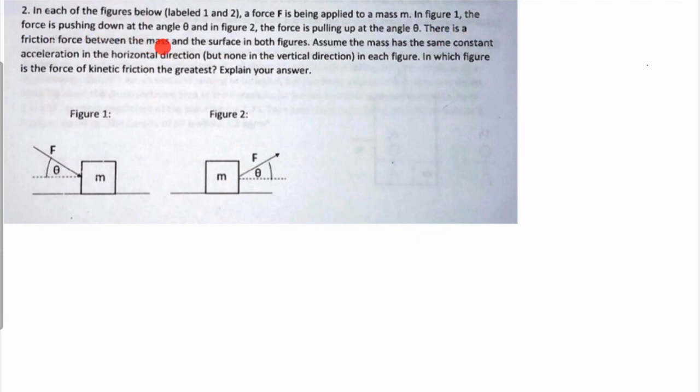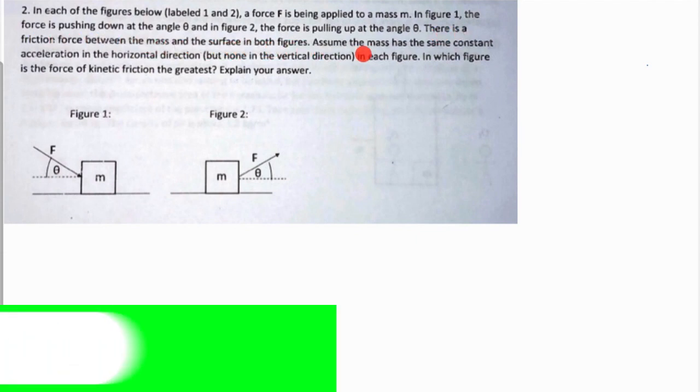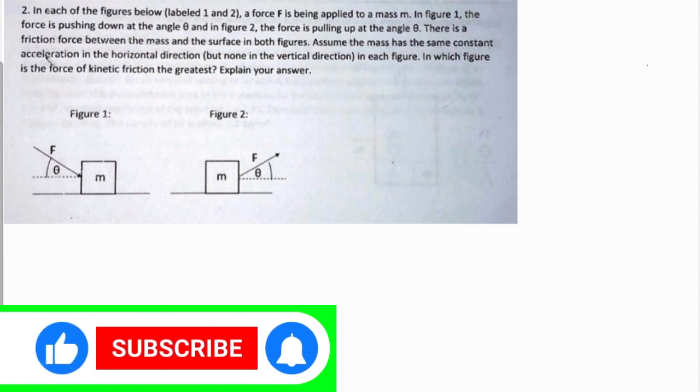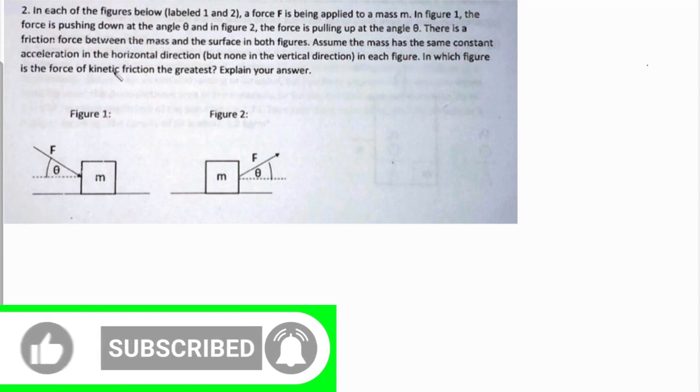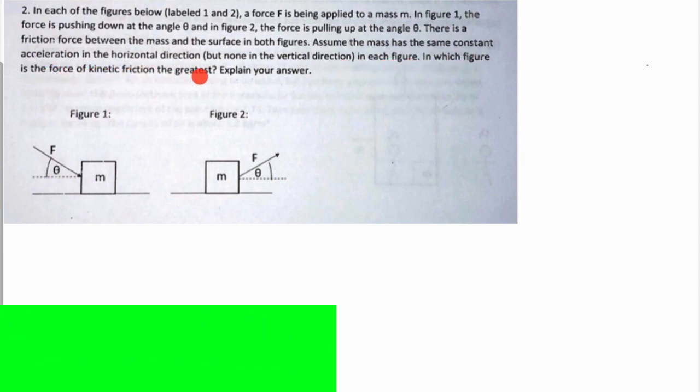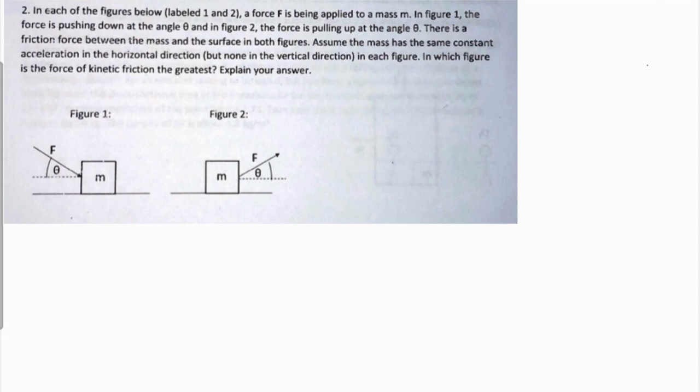There is a friction force between the mass and the surface in both the figures, and assuming that the mass has the same constant acceleration in the horizontal direction, but none in the vertical direction in each figure. So in which figure is the force of kinetic friction the greatest? Explain your answer. Okay, so the friction force will definitely be in the backside direction.